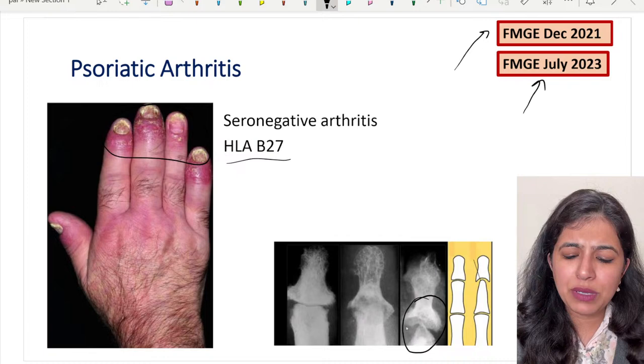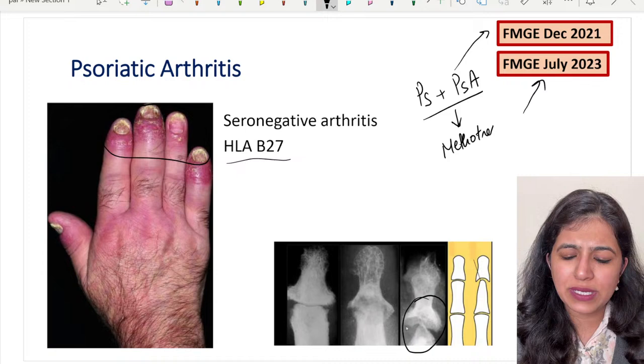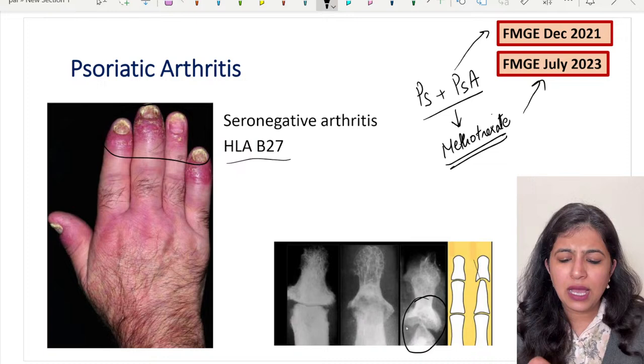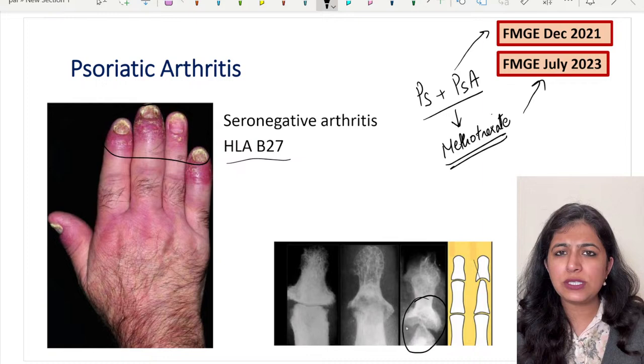In the December exam, they asked you patient has psoriasis with psoriatic arthritis. What is the treatment of choice? Treatment of choice is methotrexate. So if a patient has psoriasis with psoriatic arthritis, the treatment of choice is methotrexate. Understood? Pustular psoriasis, acitretin. Psoriasis with psoriatic arthritis, methotrexate.